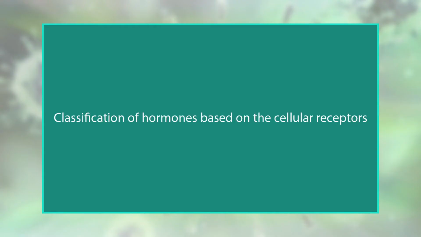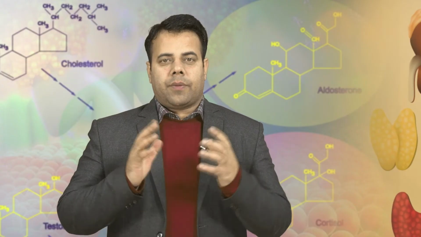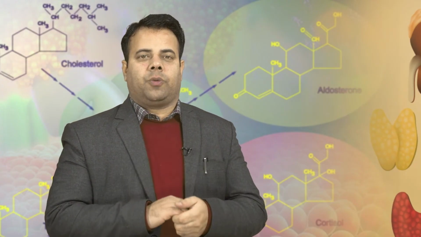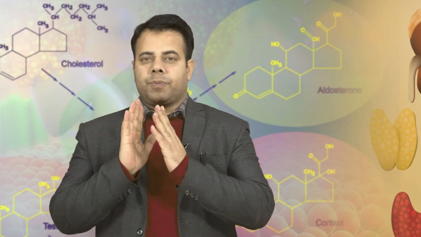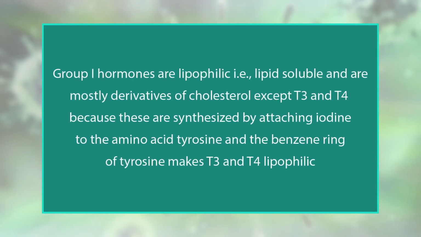Dear students, we will be discussing one more classification of hormones based on the cellular receptors. Hormones are classified into two major groups, that is group 1 hormones and group 2 hormones. So group 1 hormones are lipophilic, that is lipid soluble in nature, and are mostly derivatives of cholesterol. The exceptions are T3 and T4, because these are synthesized by attaching iodine to the amino acid tyrosine, and the benzene ring of tyrosine makes T3 and T4 lipophilic.